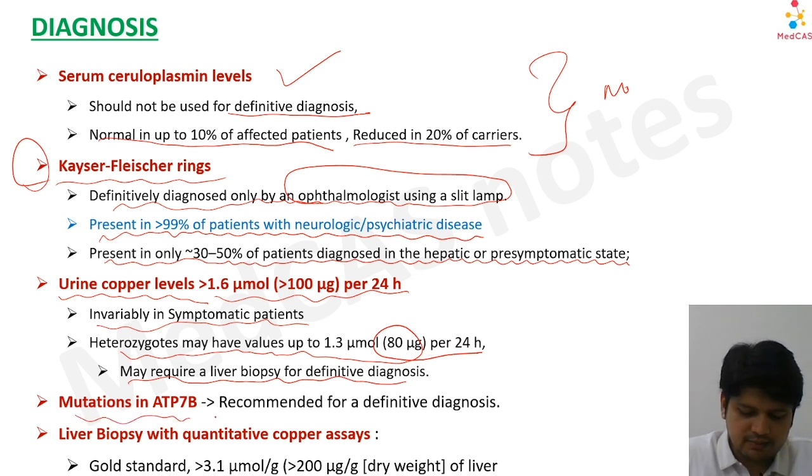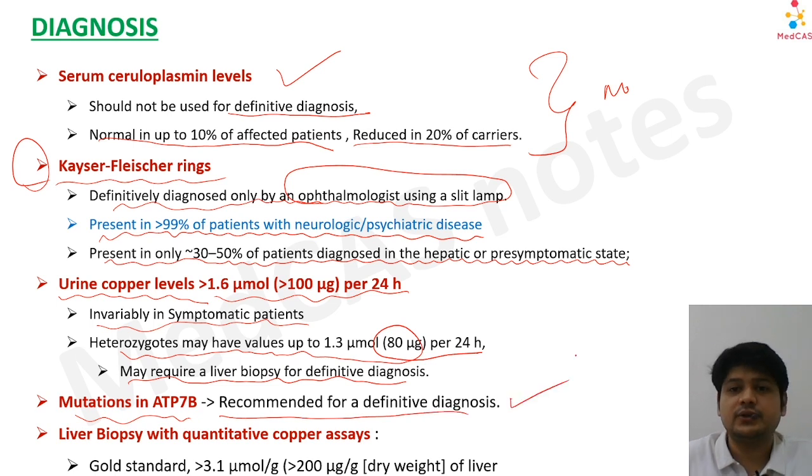Mutation in ATP7B is recommended for a definitive diagnosis. How do you do a definitive diagnosis of Wilson's? It's a mutational analysis, ATP7B. Liver biopsy with quantitative copper assay is gold standard, but it's a biopsy, invasive procedure. So take your chance properly.